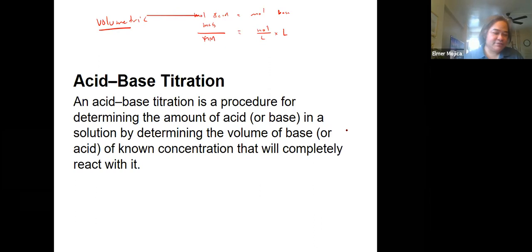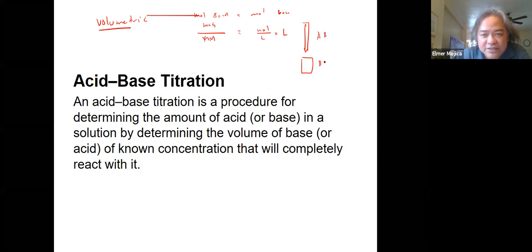It's not always that NaOH is the one that you're going to add. Experiment 18 and 19 will tell you that, but when you go to experiment 22, if I'm not mistaken, you're going to add acid instead of the NaOH. The only thing that is common here is you have your burette and you have your receiving vessel. So either this is the acid and this is the base, or this is the base and this is the acid.